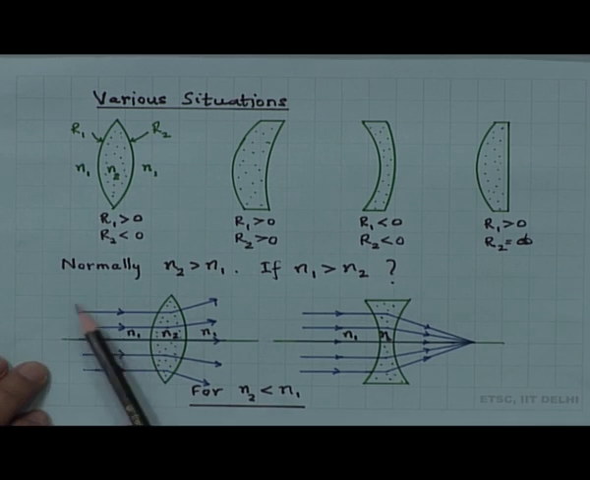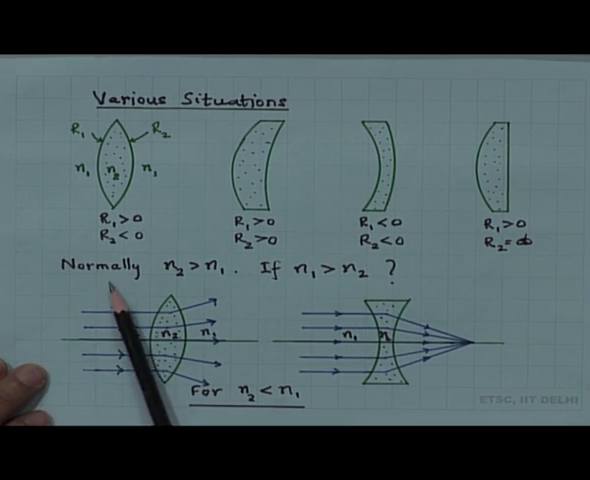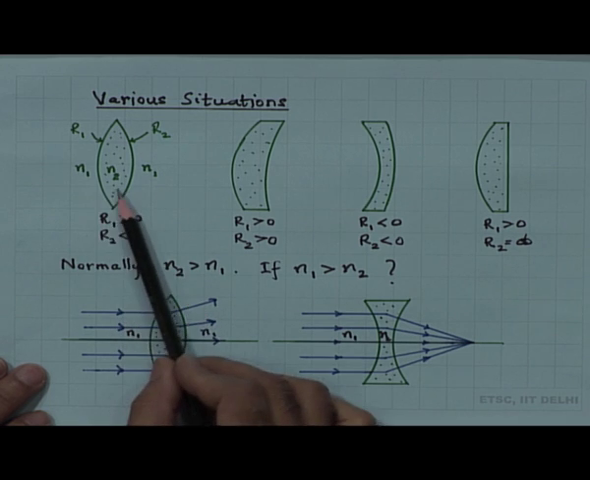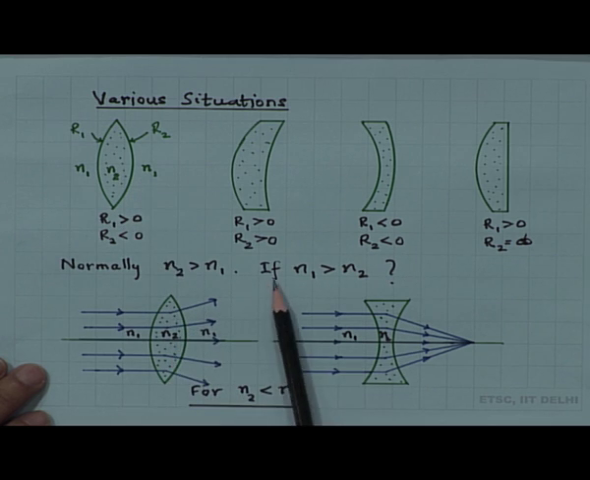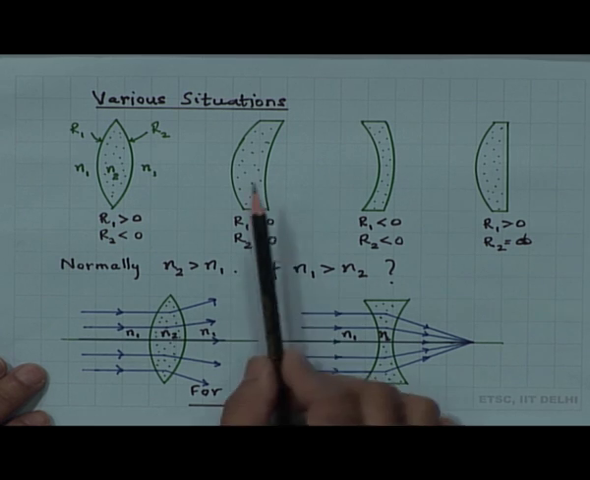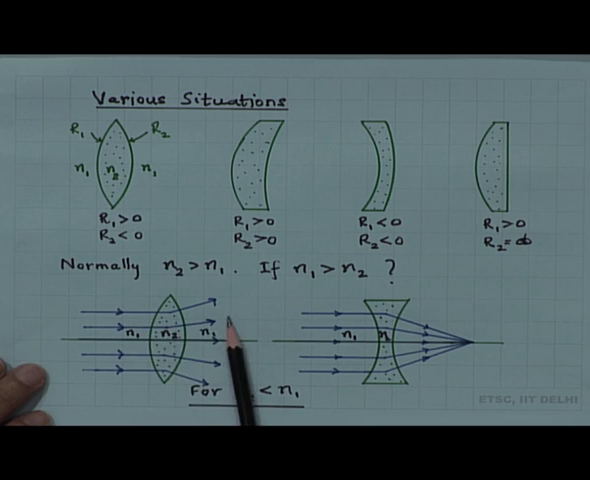Now, finally, in this situation, all the while we have been discussing the case when n2 is greater than n1, but what if n1 is greater than n2? If n1 is greater than n2, that is, if the outside medium has a refractive index greater than n2, the situation will change. A convex lens can become a diverging lens and a concave lens can become a converging lens.